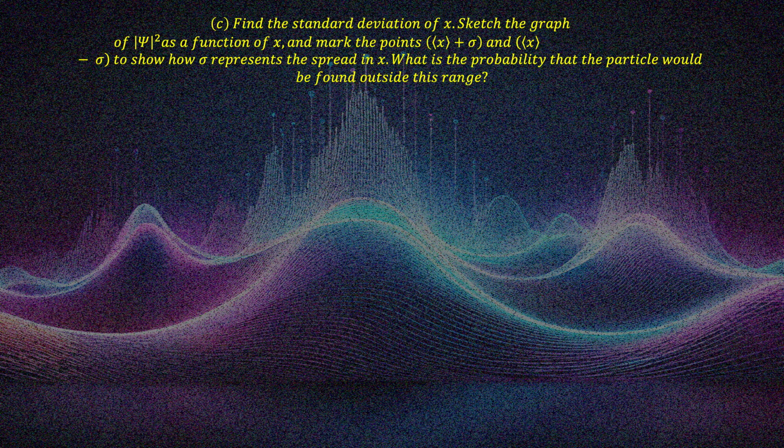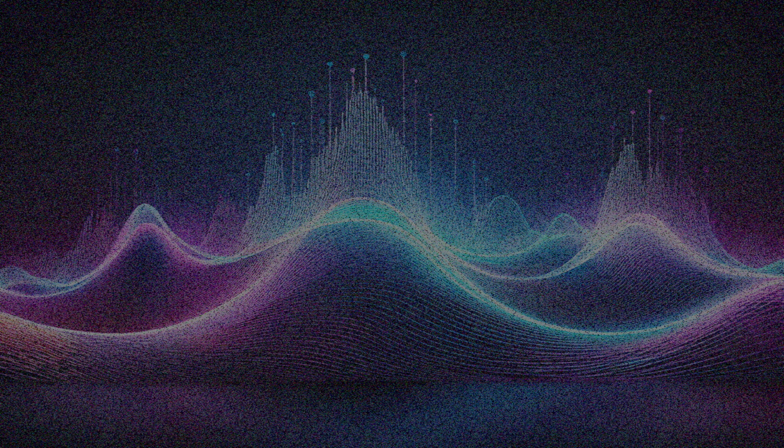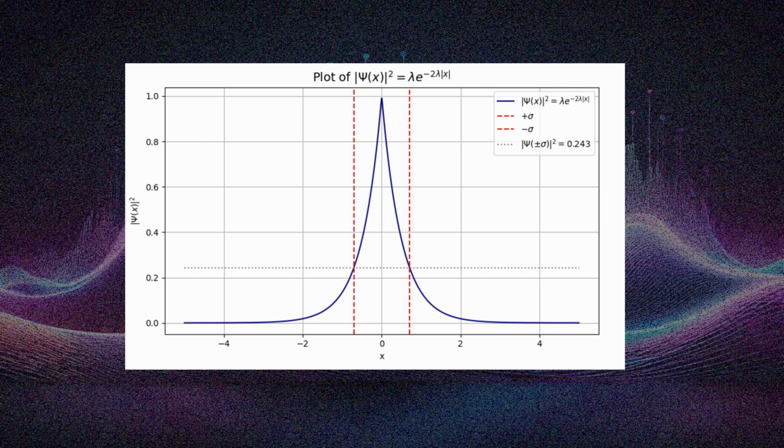Then what we're going to do is find the standard deviation of x, sketch it, and find the probability of finding the particle outside. We know the definition of the variance sigma square, which is the expectation value of x square minus the square of the mean. We know the mean is 0, and the expectation value of the square is 1 over lambda square, and sigma is the square root of 1 over square root of 2 lambda. Now you can sketch it using any kind of plotting tool you like, and this is plus sigma and minus sigma, and we want to find out what is the probability that it lies outside.